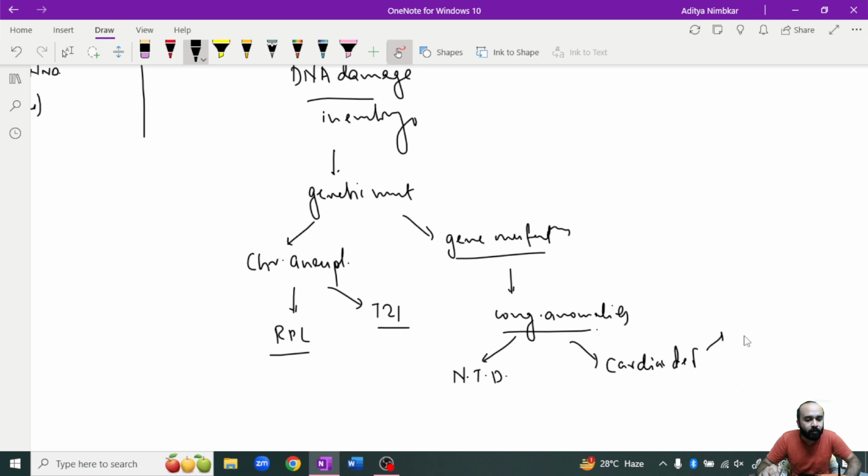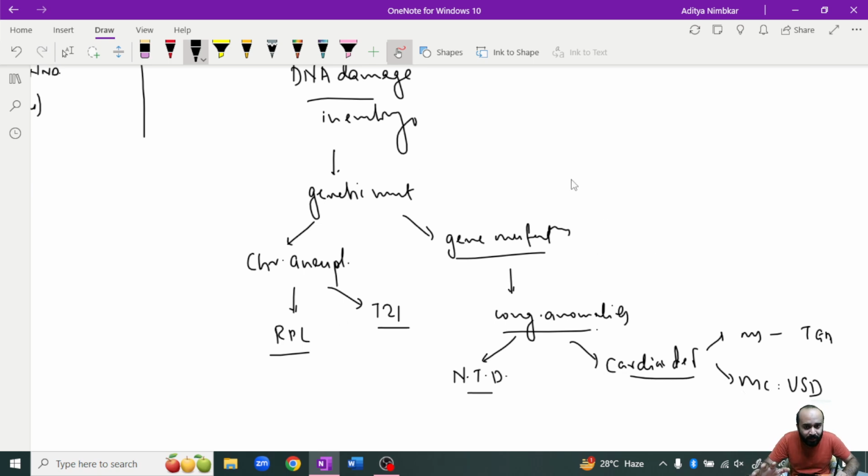Among cardiac defects, the most specific is TGA, that is transposition of great arteries. The most common is VSD. There are others as well that can occur, like HOCM, many things can happen, but these are the two commonest anomalies. How do I know whether it is happening or not? It depends on the HbA1c levels.